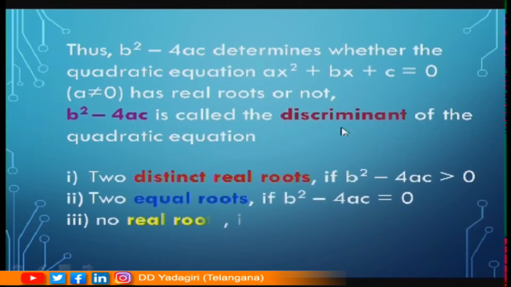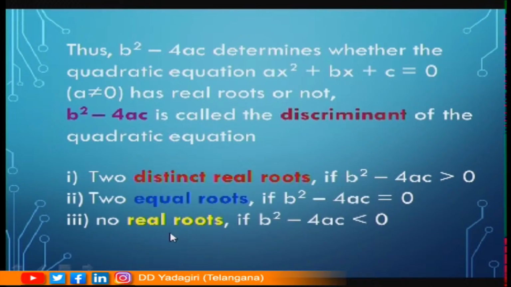So, we can say if b square minus 4ac is greater than 0, we will get two distinct real roots. If b square minus 4ac is equal to 0, we get two real equal roots, and if b square minus 4ac is less than 0, we get no real roots, but we get imaginary roots.